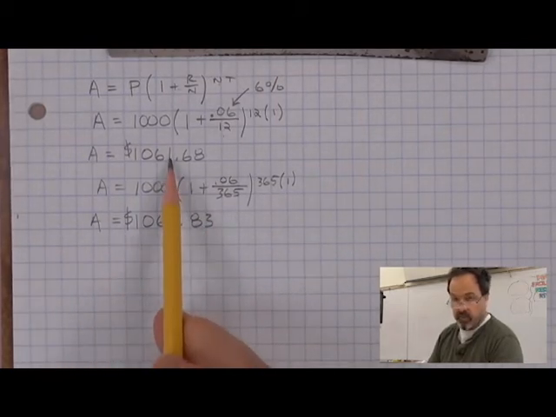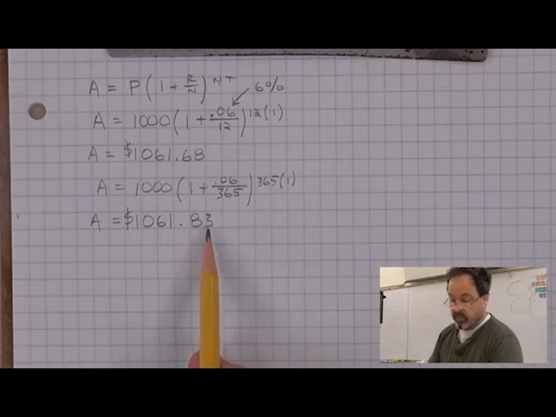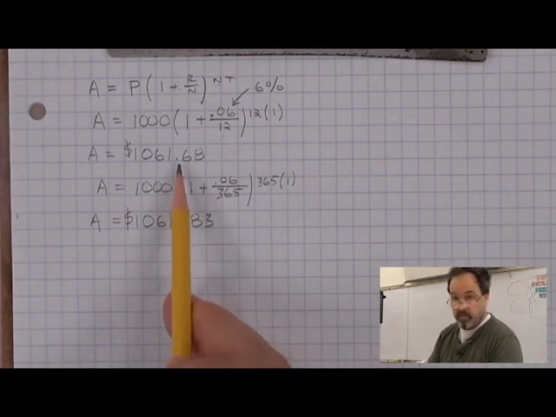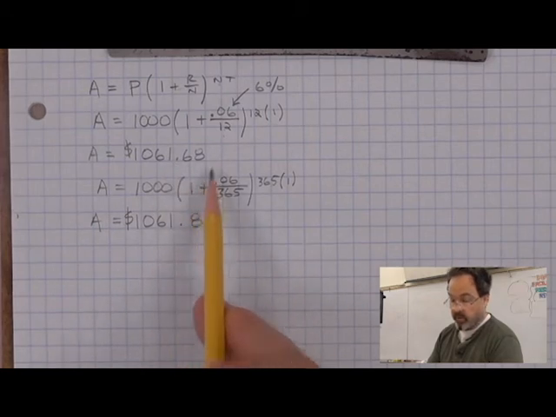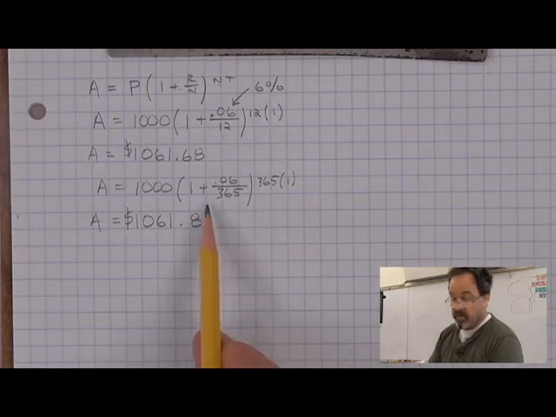Compare it to 12 compoundings. It's not much more money. It's a few cents more. So we can see that compounding will give us more money than simple interest. But the more times we compound per time period, we get diminishing returns.